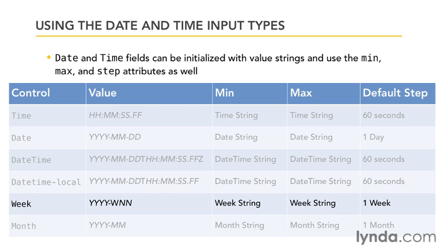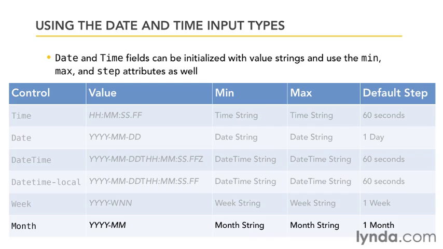For the week and month, you supply a 4-digit year, and in the case of weeks, the literal character W, separated by a dash, and then a 2-digit week number. And for min and max, you can supply week strings, which are this format right here, and the default step is 1 week. And then for months, you simply supply the 4-digit year and the 2-digit month, and you can use a string of the same format for min and max, and the default step is 1 month.